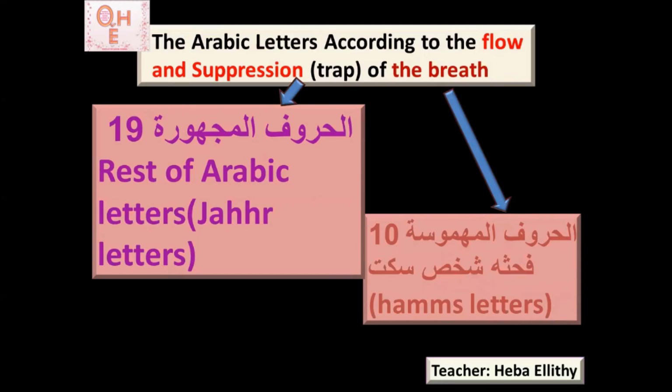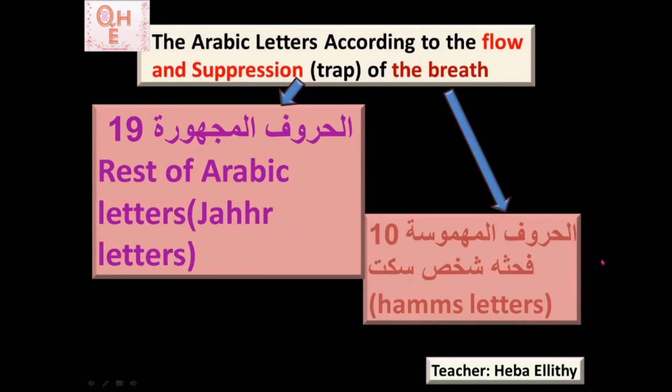And scholars collected for us in a word فحثه شخص سكت, to make it easy for us to remember it. فحثه شخص سكت means he finds someone not talking, so he makes him talk, or he finds someone quiet, so he makes him talk. This is the hams letters, it's 10 letters. الحروف المجهورة is the 19 letters. The rest of the Arabic letters, we call this category Jahr letters, and we call this category Hams letters. Both of them together make 29 letters total.